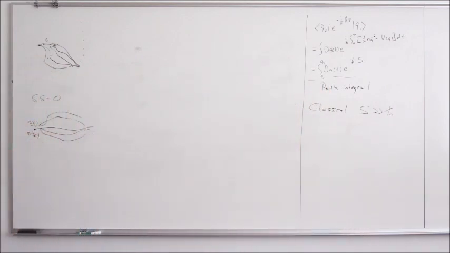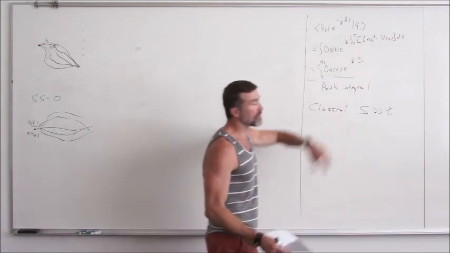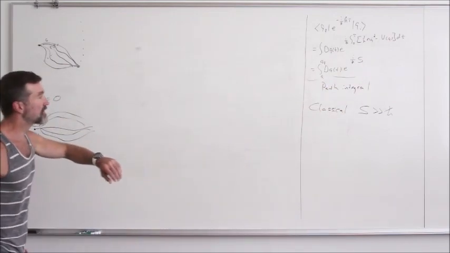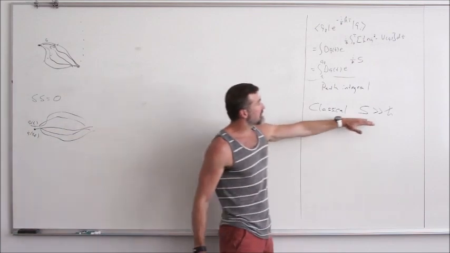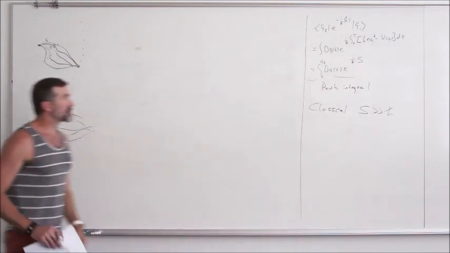H bar has units of action if you actually look at it. So these two, and this is an exponential of i times S over h bar. Clearly the units have to disappear. So the classical limit is a limit of large action.